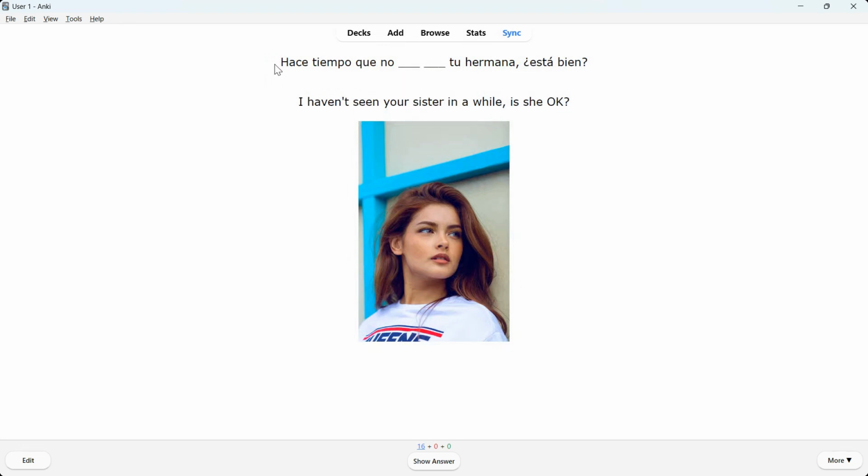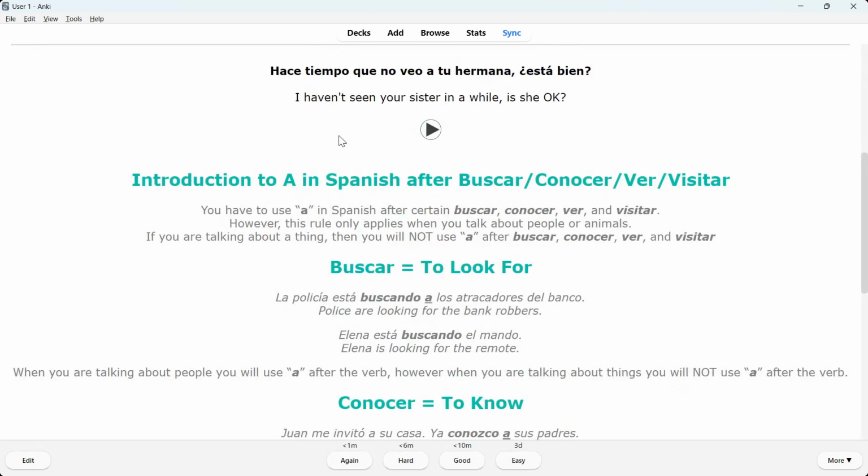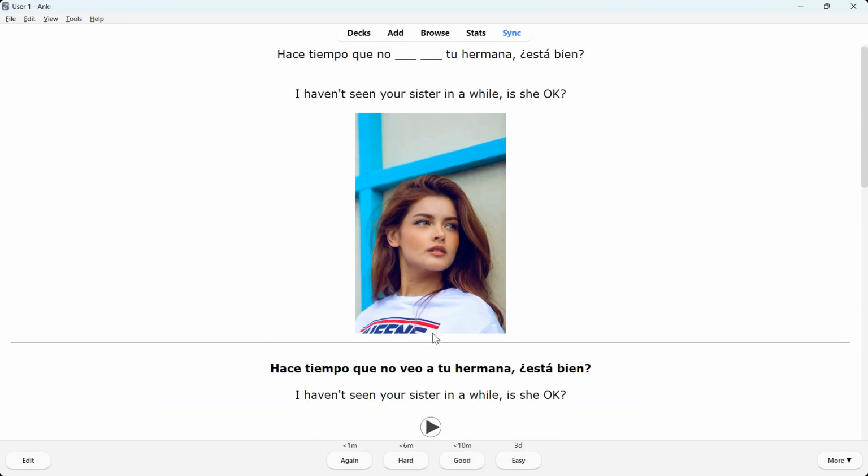And let's have a look at what we see over here. We have a Spanish sentence. We have two blank areas. And we have, "I haven't seen your sister in a while. Is she okay?" And then a picture. Hace tiempo que no veo a tu hermana. ¿Está bien? And we can see over here, veo and an a.